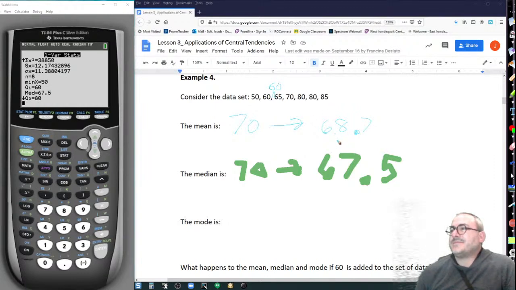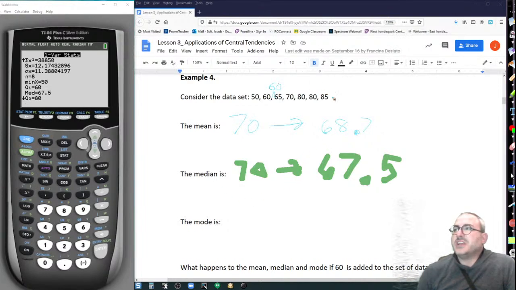Anyway, why did the mean change? Of course, because we added a number, and the 60 is lower than the 70 that was our mean. So the 60 is dragging down our average to a 68.7. By adding another 60 to this data set, I've dragged down my mean 2.3 points, right?